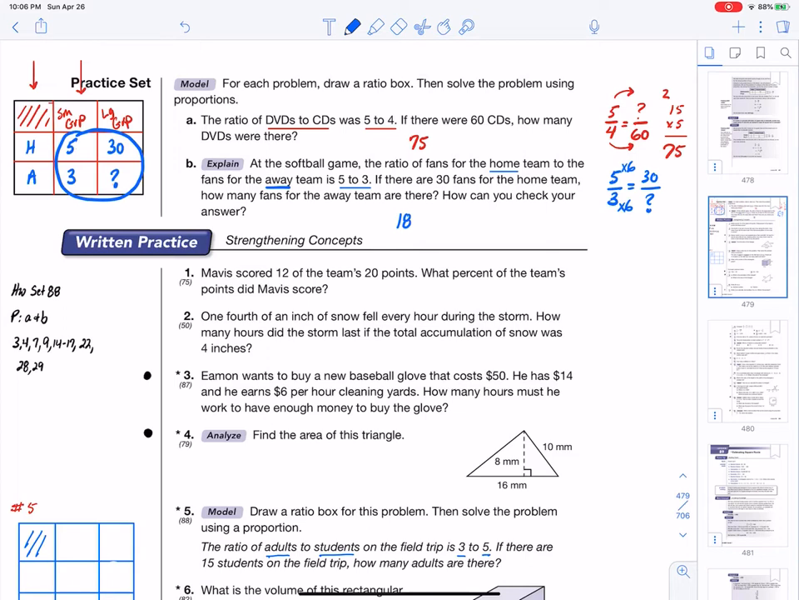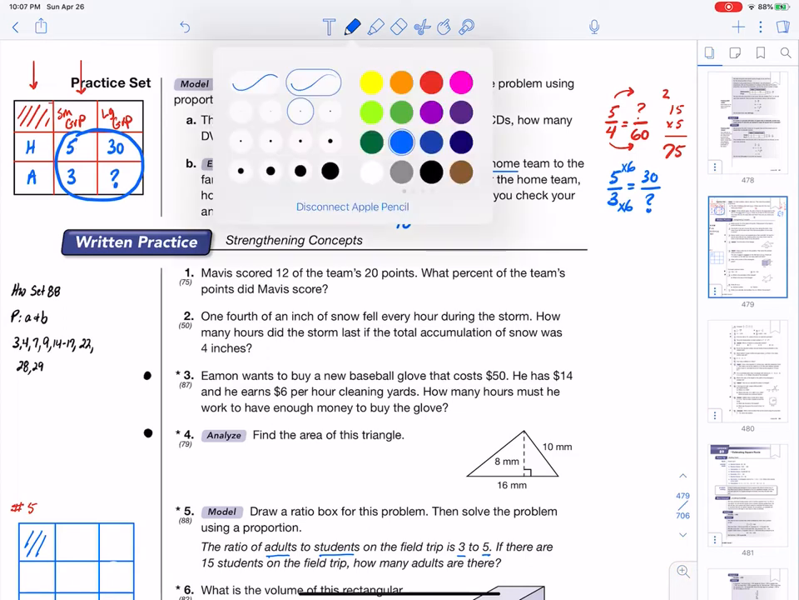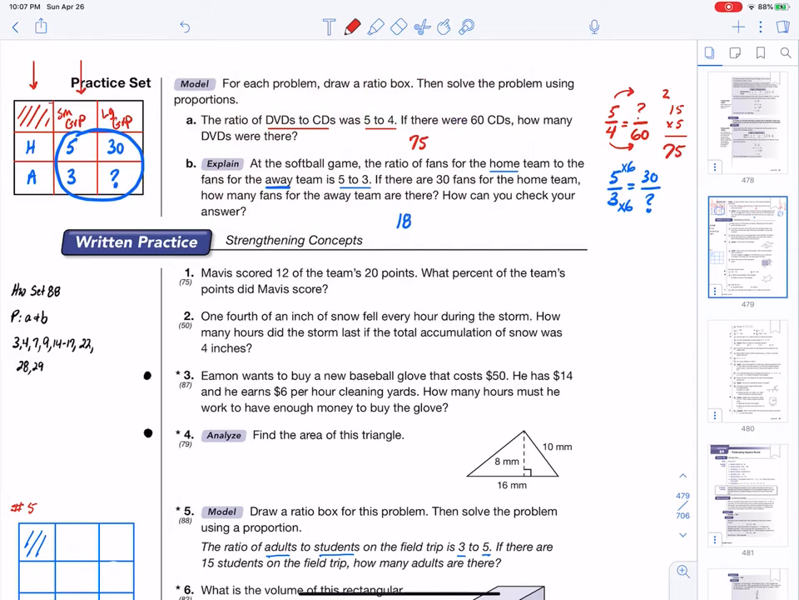Going on with the problems down below, I'm going to switch back to my red so it'll stand out a little better. I got problem number 3. They're trying to buy a new baseball glove that costs $50. He has $14 and he earns $3 per hour cleaning yards. How many hours must he work to get enough money?